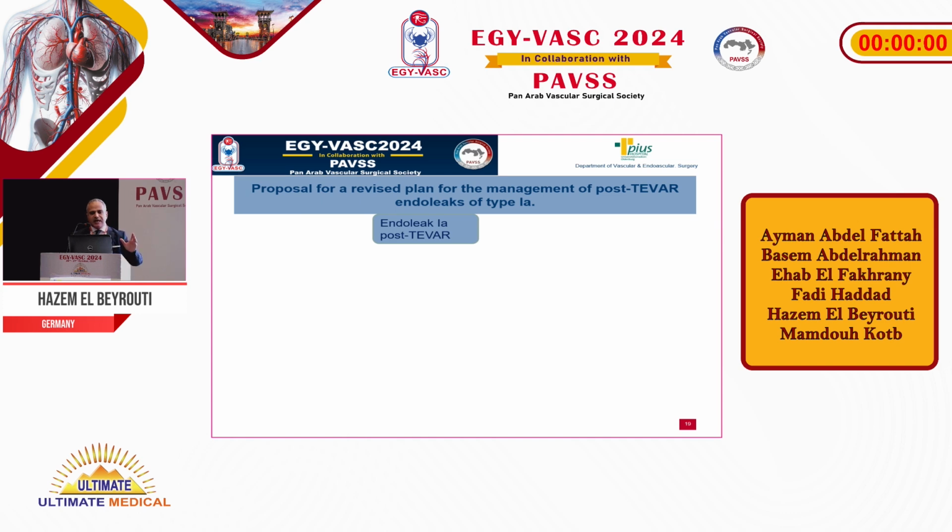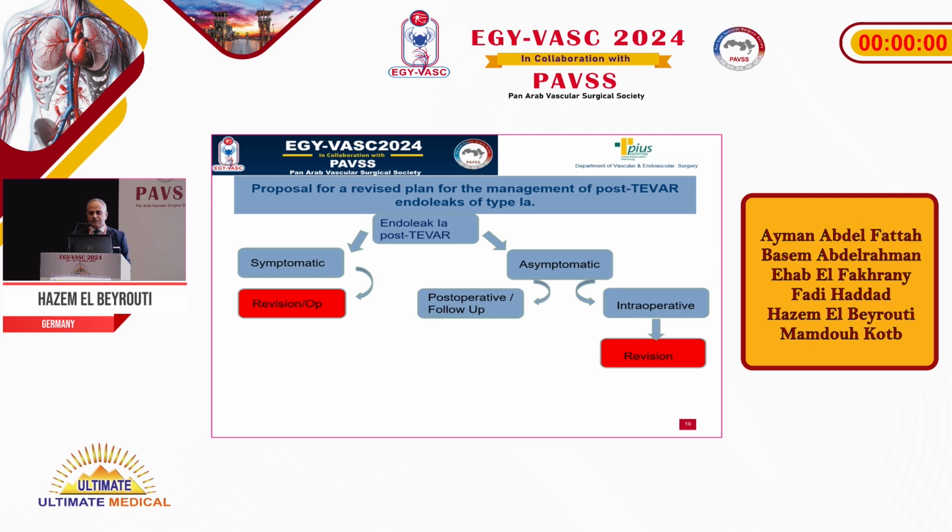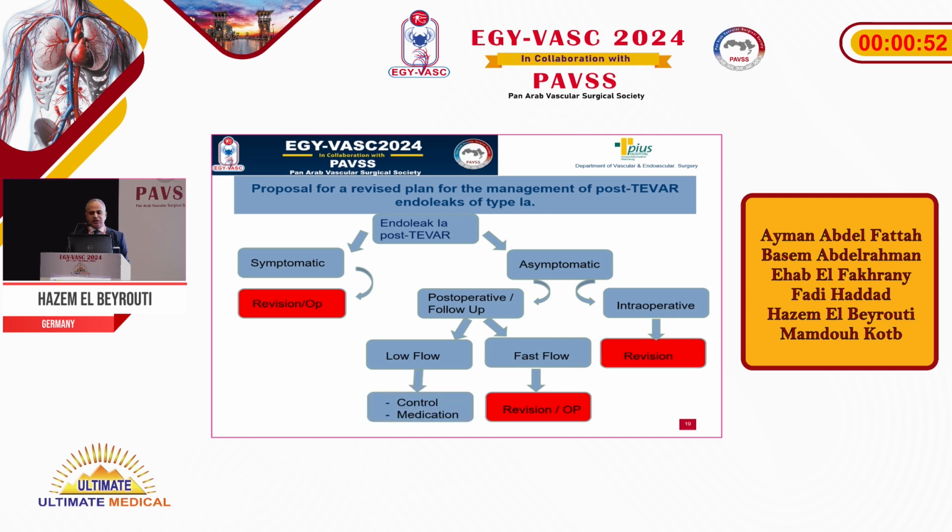Our plan in Oldenburg to manage post-operative TEVAR endoleak type 1A: if symptomatic, we opt for revision. If asymptomatic and intraoperative, we opt also for direct revision. If asymptomatic in the follow-up period with fast flow, we opt for revision and operation. With low flow, control and medication.